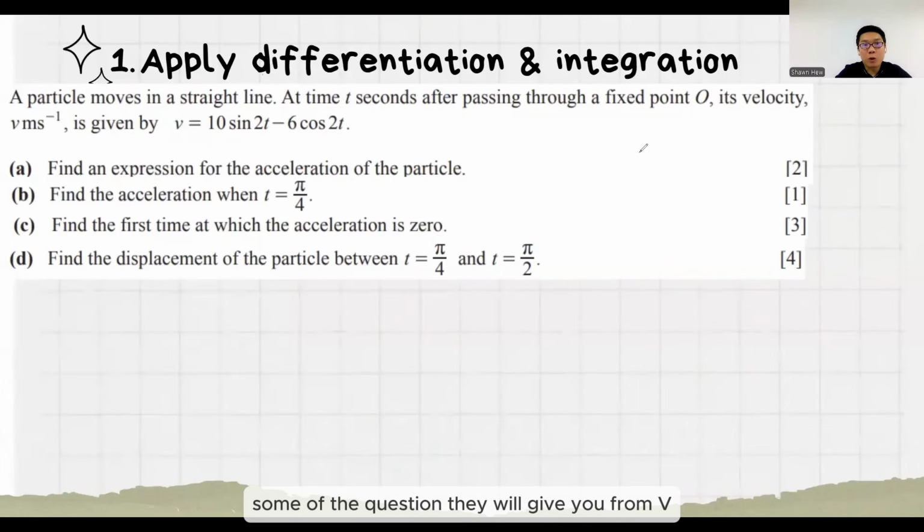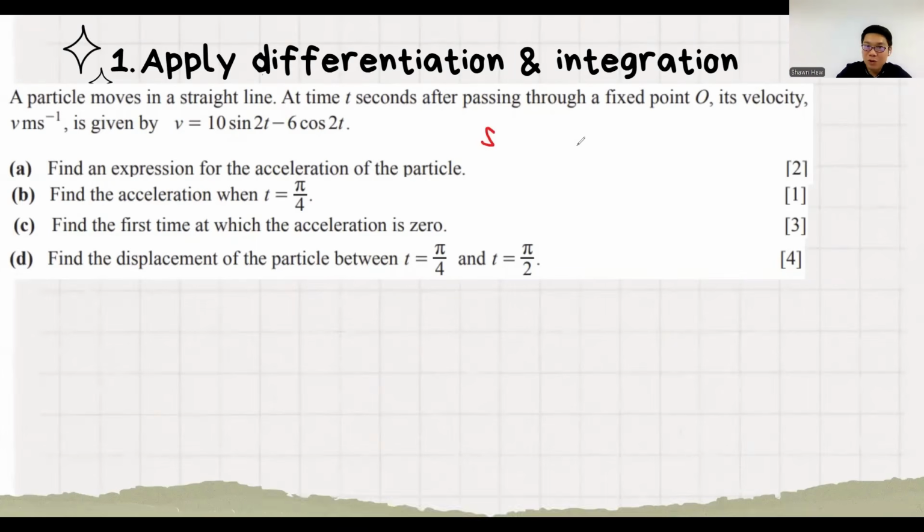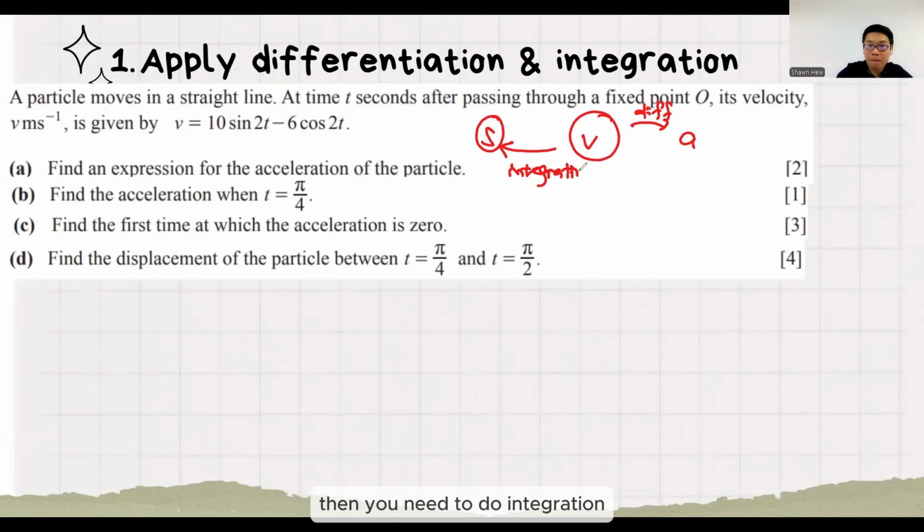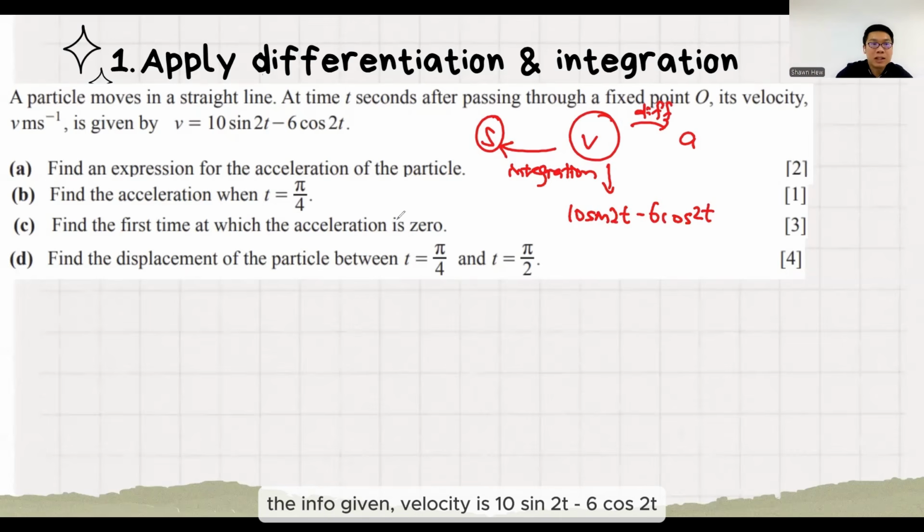Of course, some of the questions will give you v, which means they might ask you for acceleration, so you need to do differentiation, and if they ask you for displacement or distance, then you need to do integration. The info given is velocity is 10 sin 2t minus 6 cos 2t. First, they ask you for an expression for acceleration.